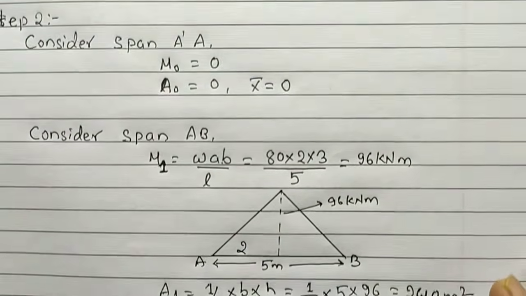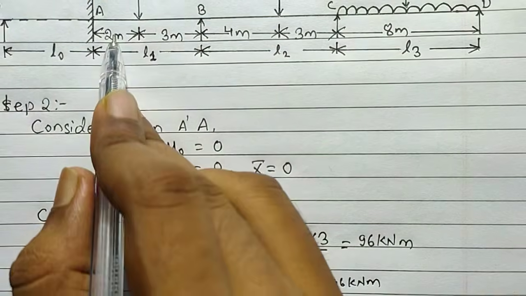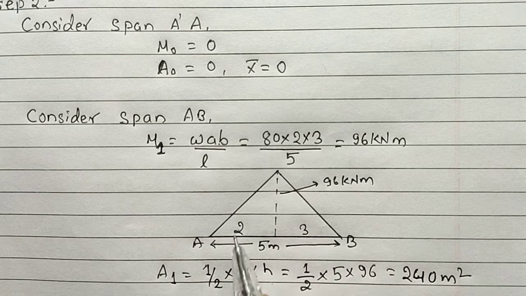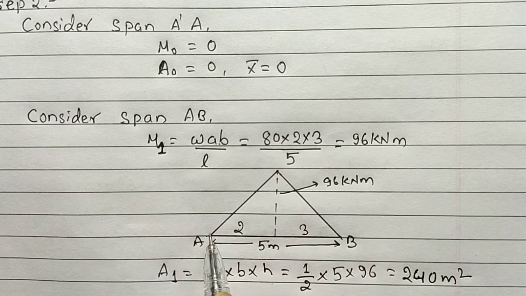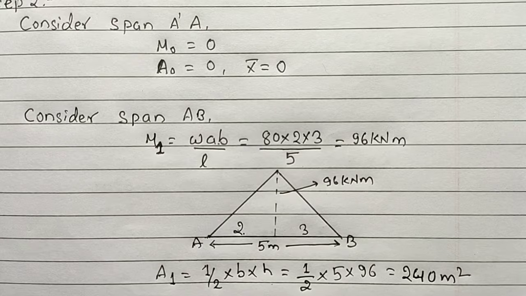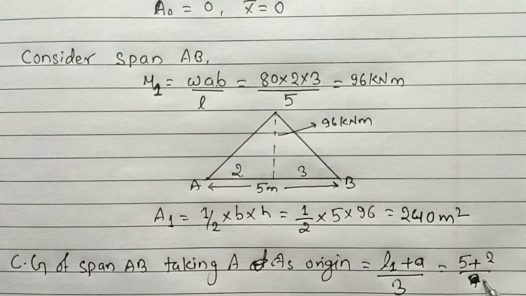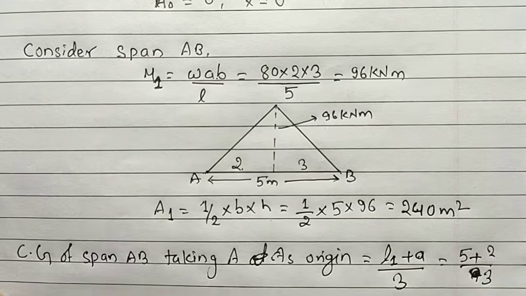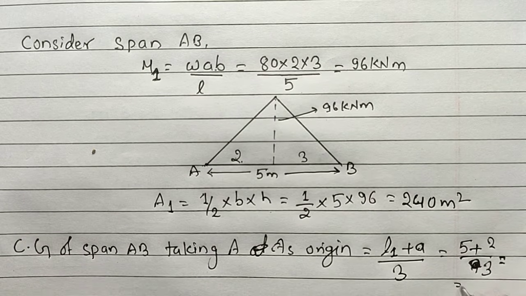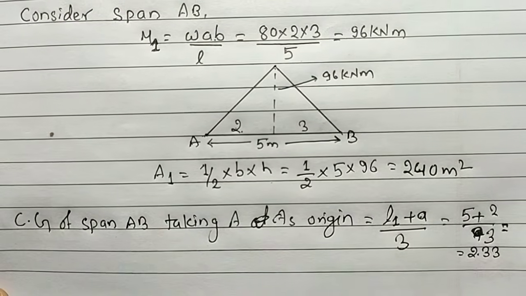You can see in the diagram here, this is 2 and this is 3, so this is 2 meter and this is 3 meter. So if we take A as origin, so our small a will be 2 by 3, oh sorry, this is 3 here. So on calculating the value, this is going to be 2.33.